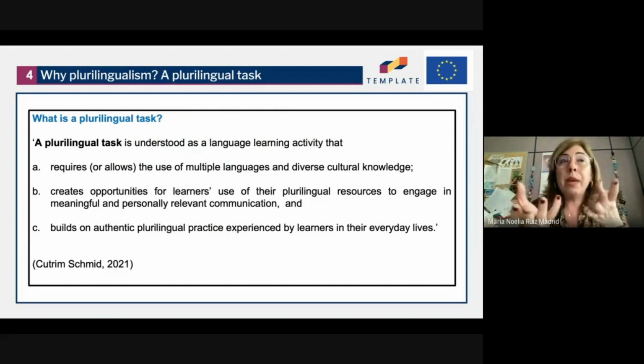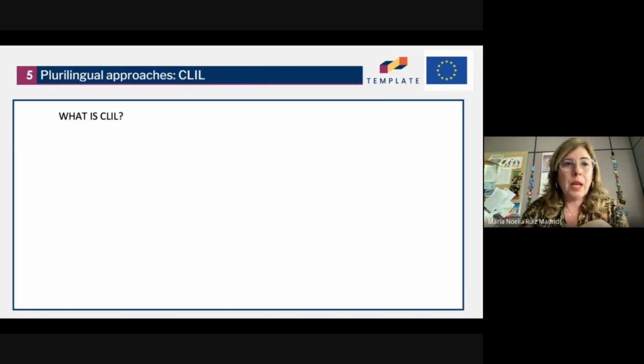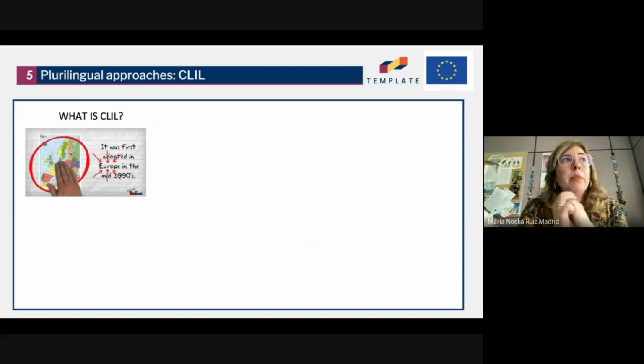These are the main characteristics that our colleague from the German team uses to define the plurilingual task, and see if these traits are present in your case studies. So one of the plurilingual approaches that was mentioned before is the integrated didactic approach that can integrate just languages, or content and language, which is the case of CLIL, okay?